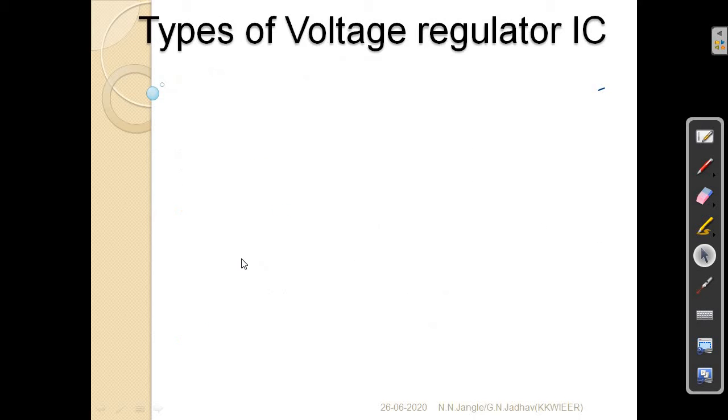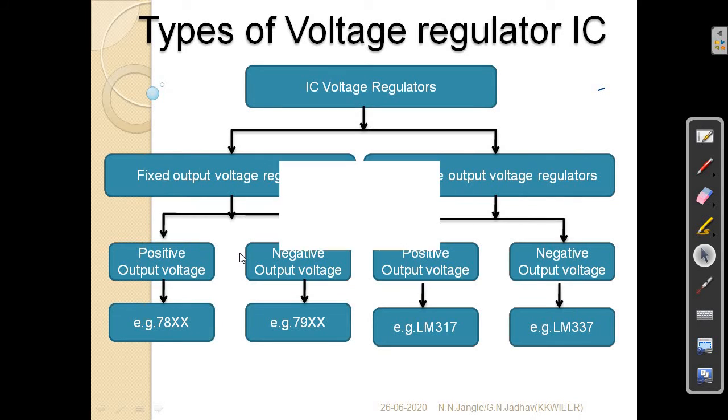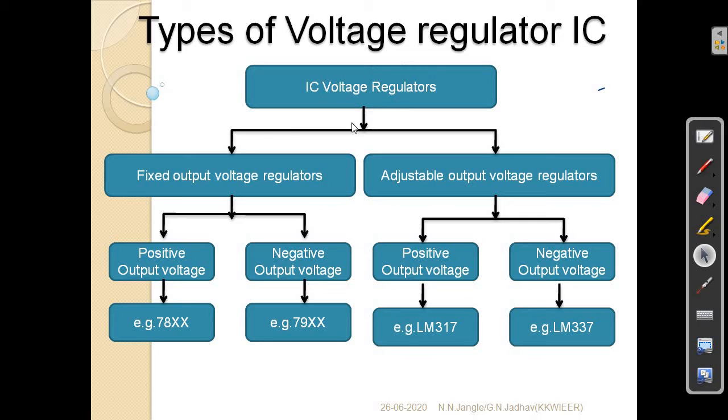Okay. So let us see what are the different types of voltage regulator. IC voltage regulators are divided into two categories. First is fixed output voltage regulator, and second is adjustable output voltage regulator. Fixed output voltage regulator is again divided into two types, that is fixed positive output voltage and fixed negative output voltage. The example of a fixed positive output voltage regulator IC is the IC 78XX series. Here 78 represents positive voltage, and the negative output voltage series is 79XX. Here 79 represents a negative voltage.